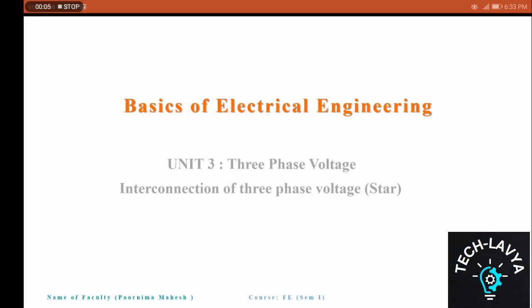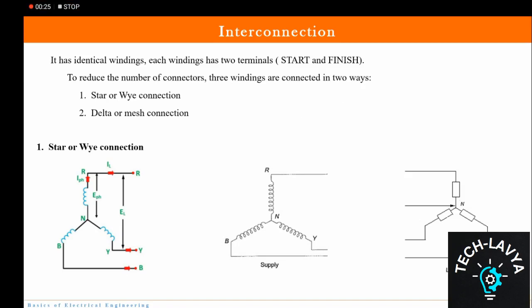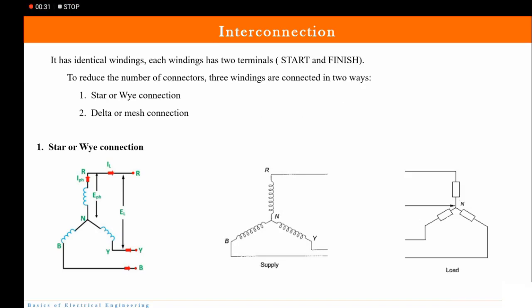The topic for today's lecture is interconnection of three-phase voltages. There are two types and we are going to discuss star connection here. Now in a three-phase supply or in a three-phase generator, we have three identical windings, right? Each winding has two terminals. One is called the start terminal and the second one is called the finish terminal.